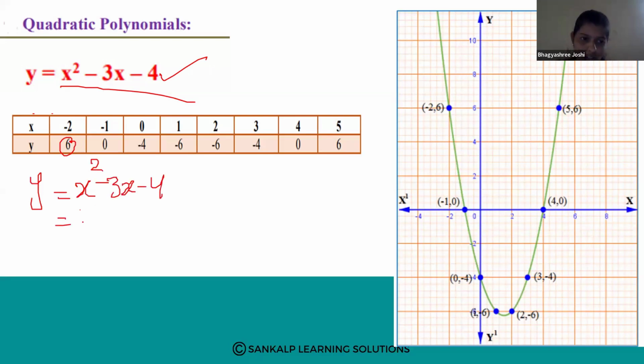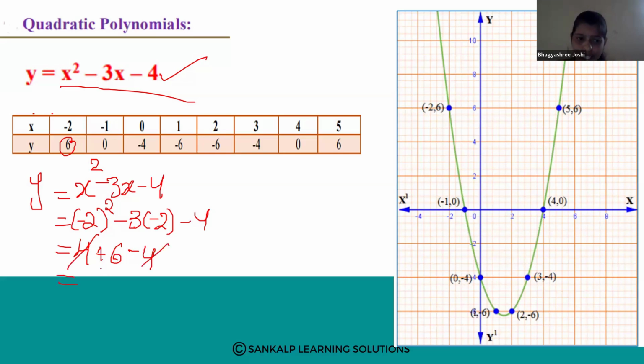If I take x is equal to -2, what will happen? -2 square, minus 3 into -2, minus 4. So -2 square is 4, 4 minus 3 twos are 6, minus into minus plus 6, minus 4. 4 minus 4, plus 4 will get cancelled. What remains? 6. If I take -2, then I will get 6. If I take -1, I will get y value as 0.